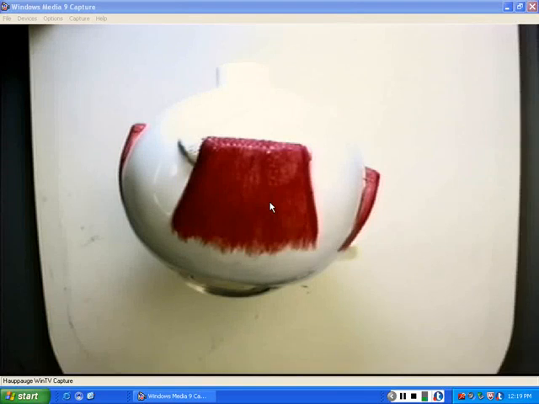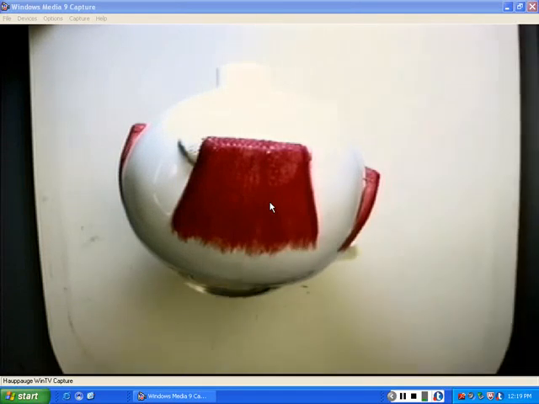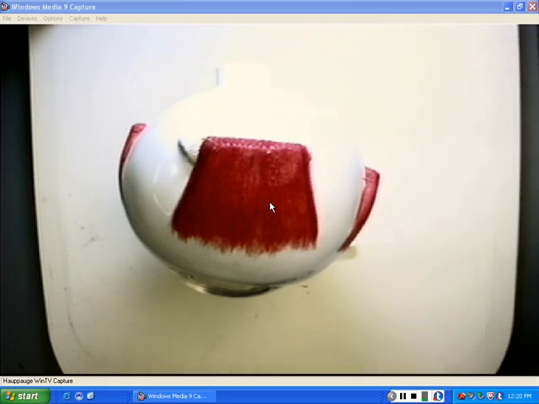Series of podcasts on the models we've been using in AP2 lab. This one we are looking at now, we'll be discussing the structures that you can see on the eye. The eye model you see here is the one we've been using in class, the one you will be using in class, which is a very good eye model. Most of the structures are visible.